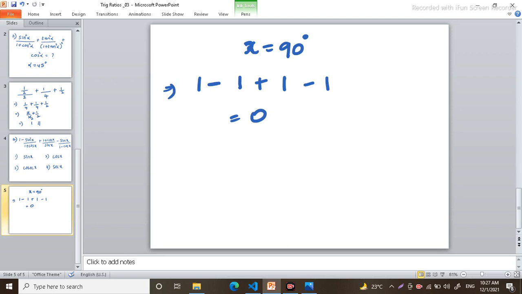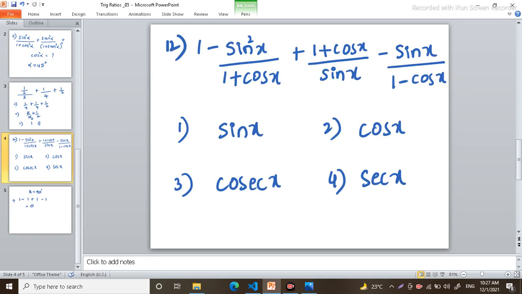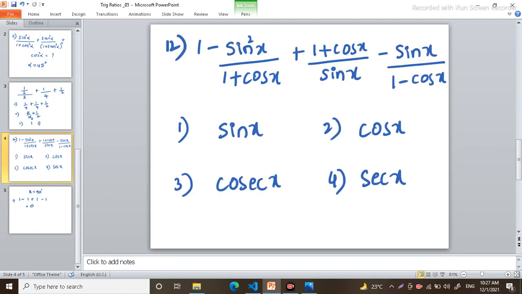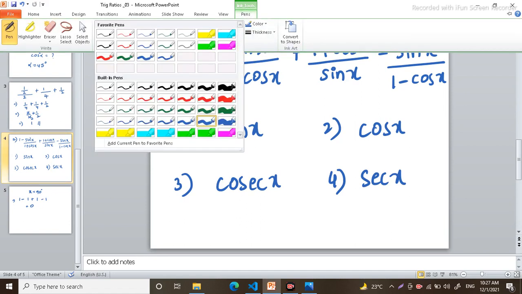So in the options we should substitute the x value as 90 degree. Sin 90 is 1, cos 90 is 0, cosecant 90 is 1, secant 90 is nothing but not defined. So the answer is cos x.